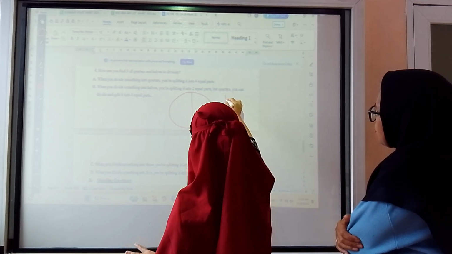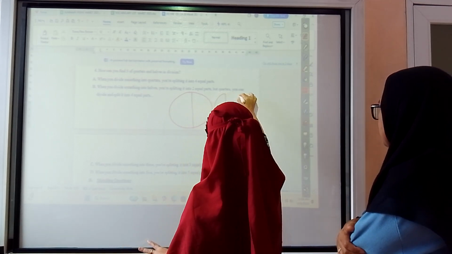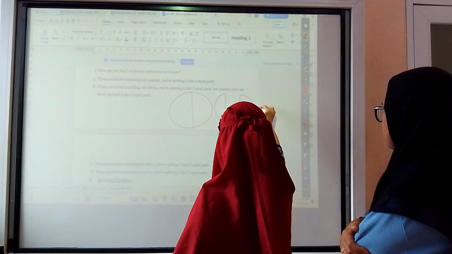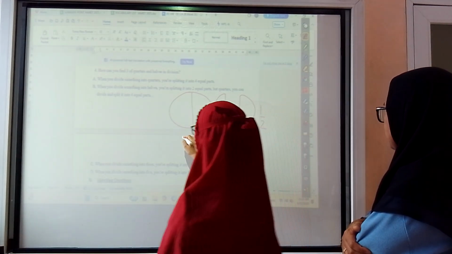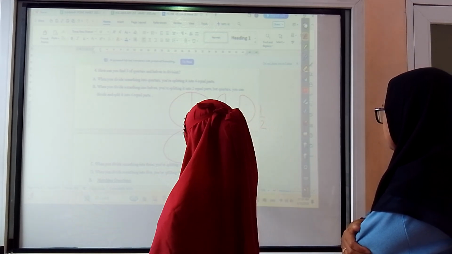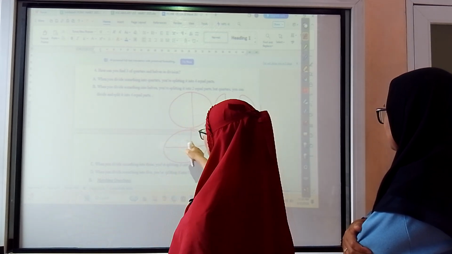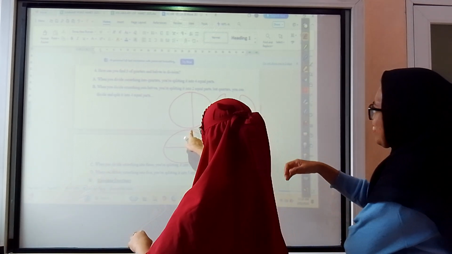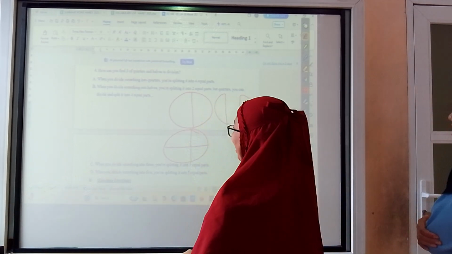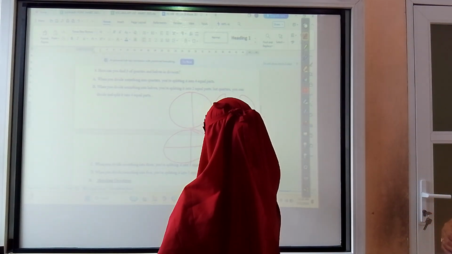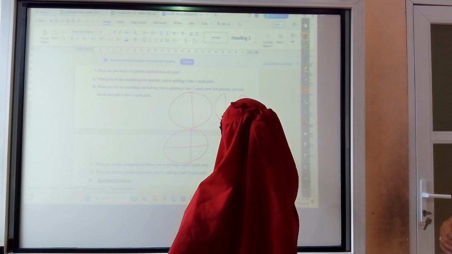So if this one becomes a half part, split into 2 equal parts. But this one, if it's one whole part, I split into 4. It's not the same parts. It's okay, imagine that they are the same, right? Okay, yeah, equal. And then this one part becomes the same, 4.